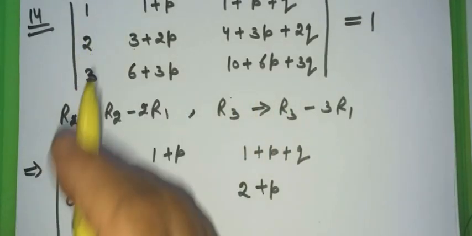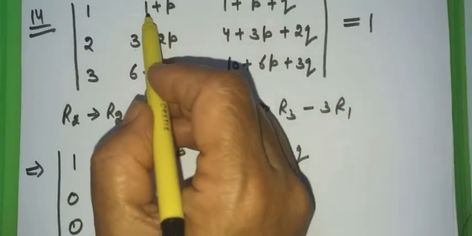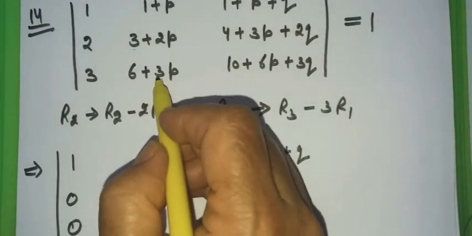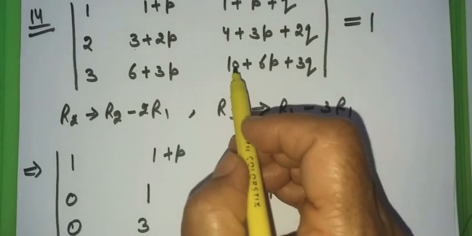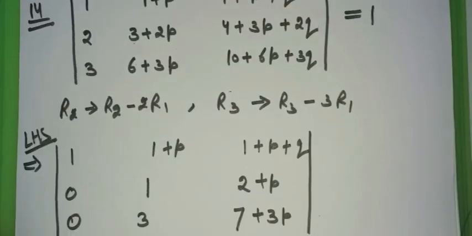So 3 minus 3 times 1 is 0. 6 minus 3, p minus 3 times this number. 6 minus 3 will be 3. 3p minus 3p will be 0. 10 minus 3 will be 7, and then we have, so we got this determinant.